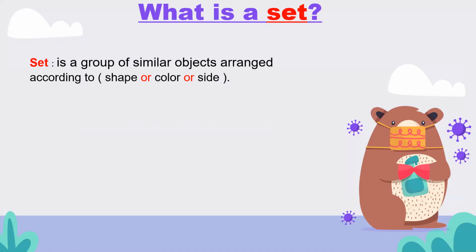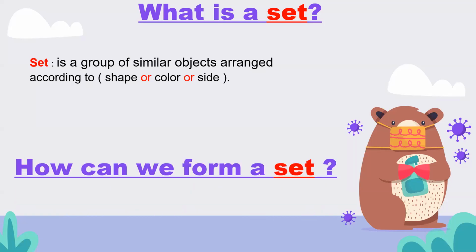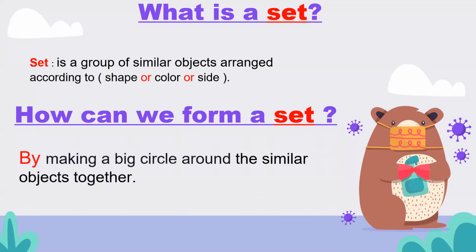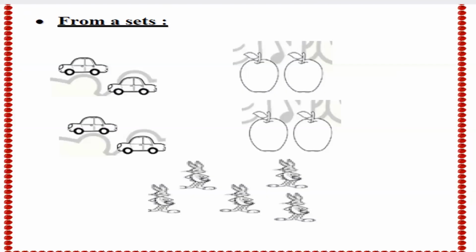Let's move on to remember what a set is. What is a set? A set is a group of similar objects arranged according to shape or color or size. How can I form a set? By making a big circle around the similar objects together. Let's make some sets. Yes, how many cars do we have? We have 4 cars. If they are a set, yes, very good. They are a set.